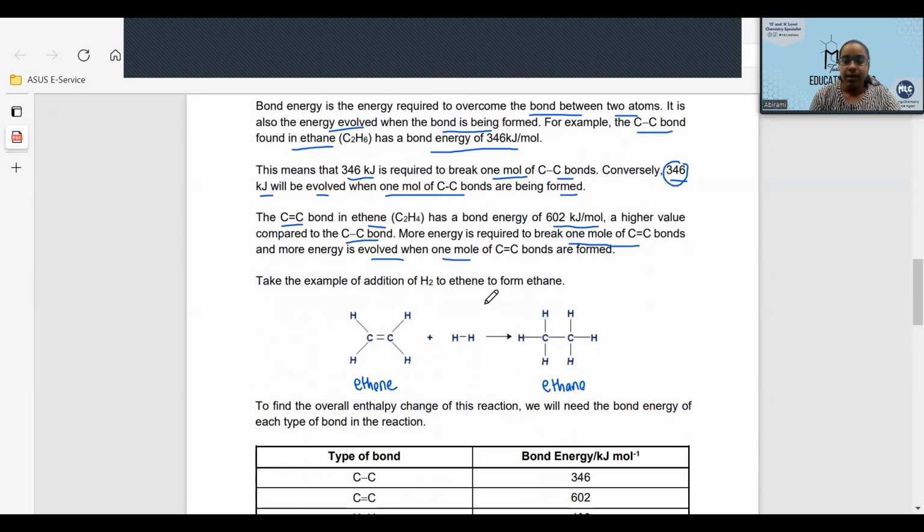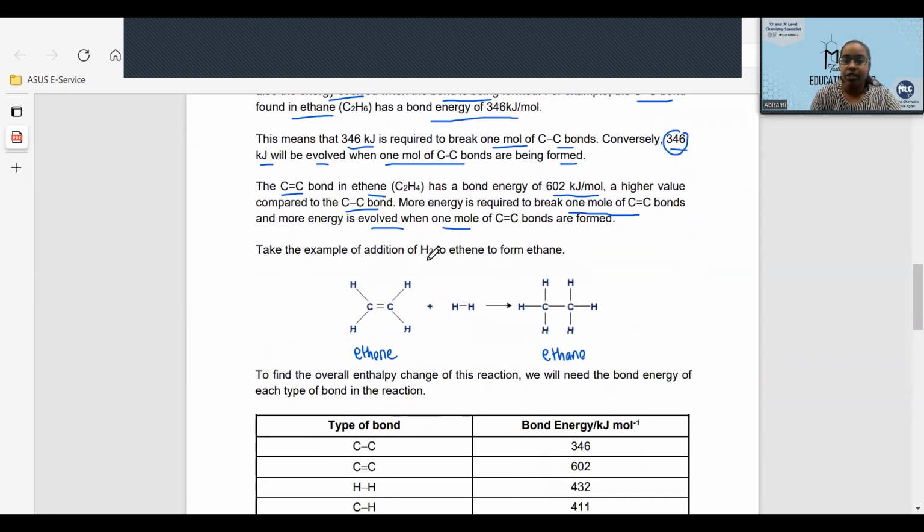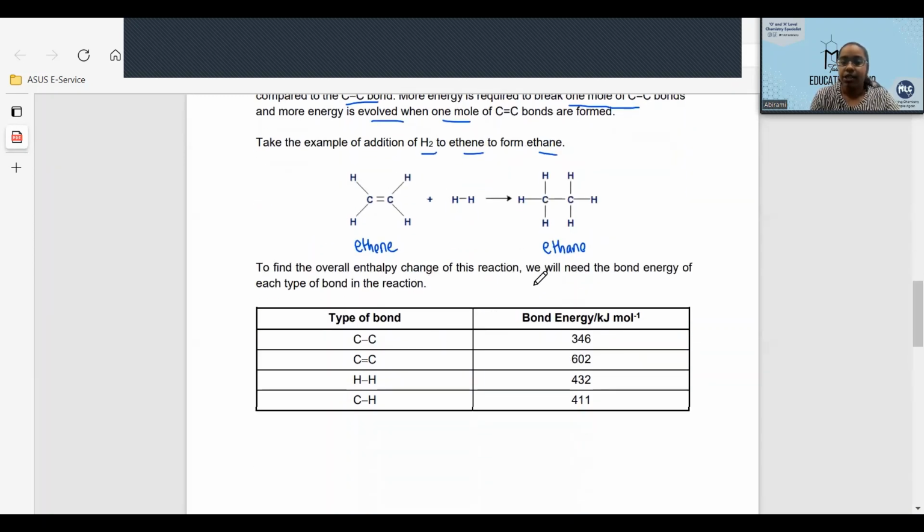Let's take a look at this example over here. We have an example of addition of hydrogen to ethene to form ethane. This diagram is showing the structural formula. This molecule is known as ethene, and this molecule is known as ethane. To find the overall enthalpy change of this reaction, we will need the bond energy of each type of bond in the reaction. So we need to look at two parts of the reaction.